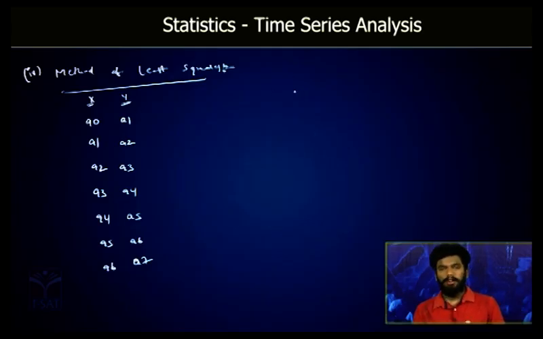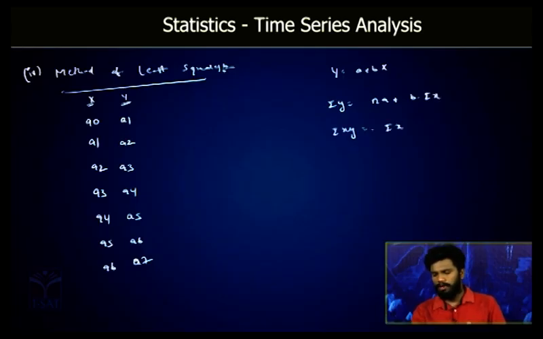Let us recollect the normal equations which we have discussed in the regression topic. If a fitted line is y is equal to a plus bx, in order to find the constants a and b, we have the normal equations based on the principle of least squares. Those are summation y is equal to n into a plus b into summation x, summation xy is equal to a into summation x plus b into summation x square. So these are the two normal equations which we have discussed in the regression topic.